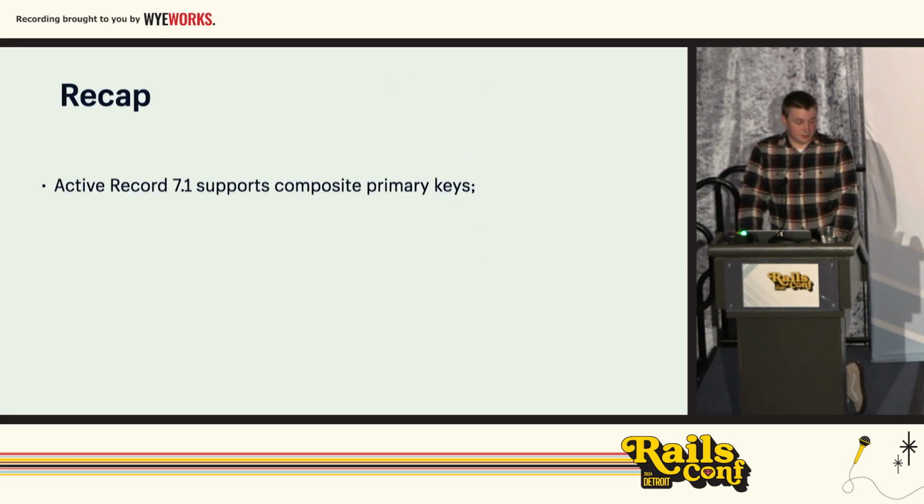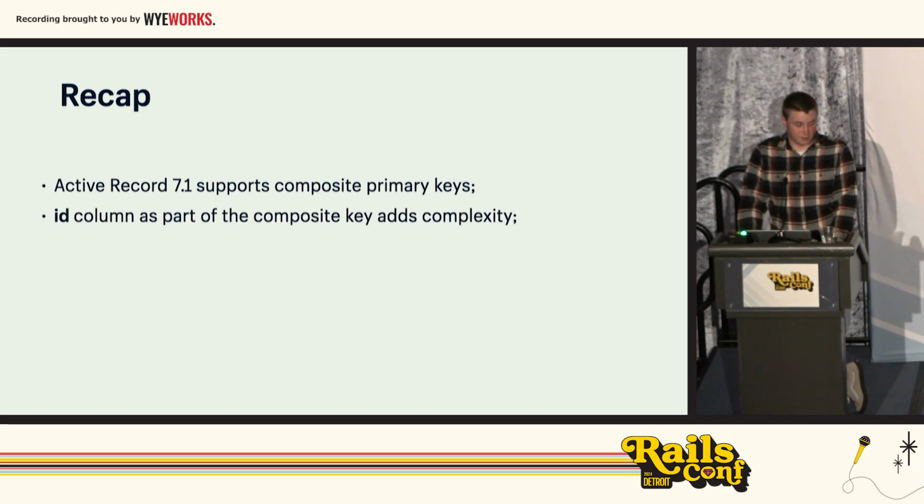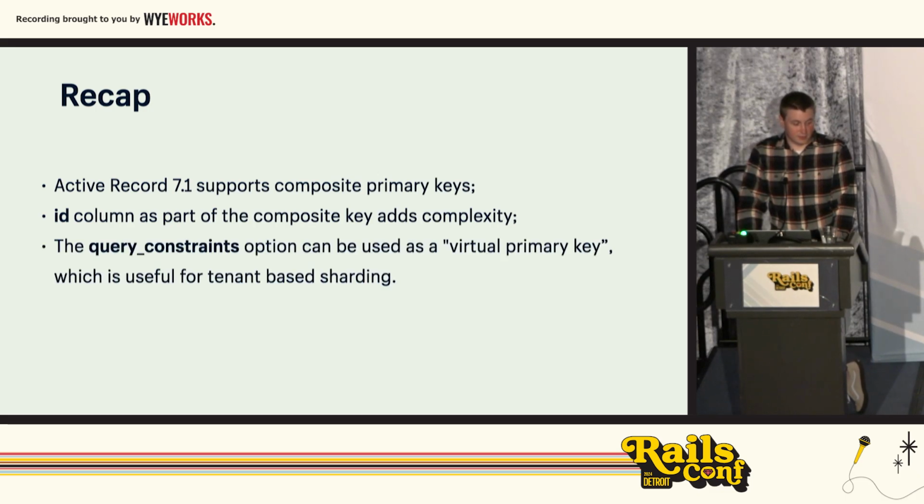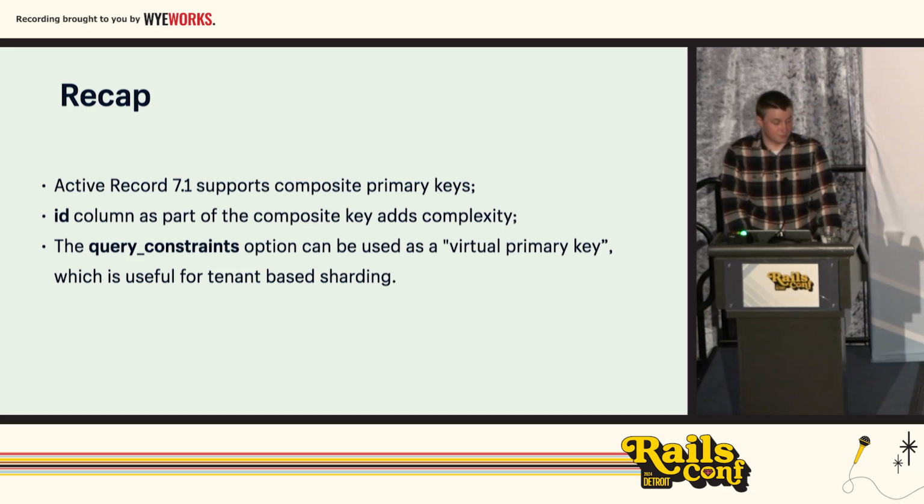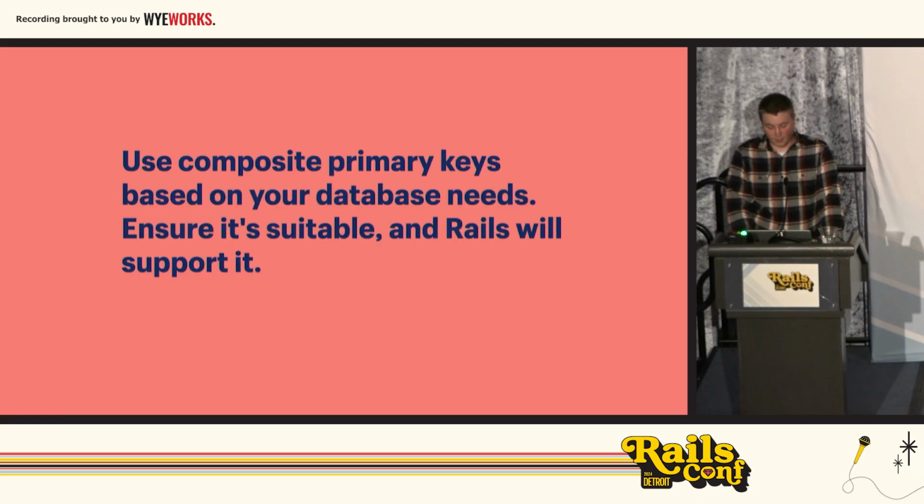Let's recap. Active Record 7.1 natively supports composite primary keys. An ID column as a part of the composite primary key adds complexity, and the query constraints option can be used as a virtual primary key, which is useful for tenant-based sharding. Let's conclude. Please use composite primary keys based on your database needs. Make sure it's suitable. Rails will support it.